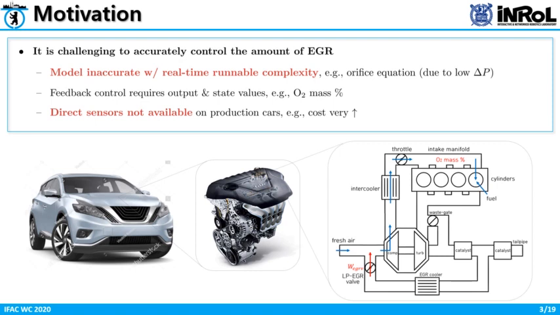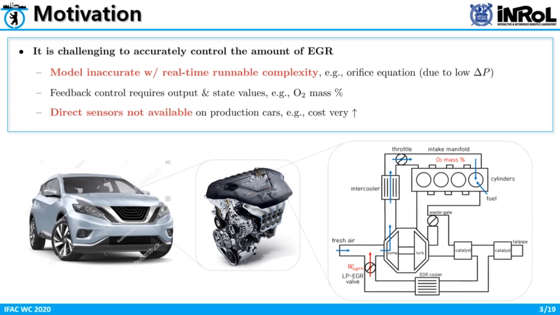However, it is challenging to accurately control the amount of EGR in this LP-EGR system. This is because the modeling is typically inaccurate with real-time runnable model complexity. For example, the orification is inaccurate due to low pressure. To enforce robustness against such modeling inaccuracies, feedback control can be adopted, which requires output and state values. For example, the O2 mass fractions at the intake manifold and the EGR flow rate at the valve.